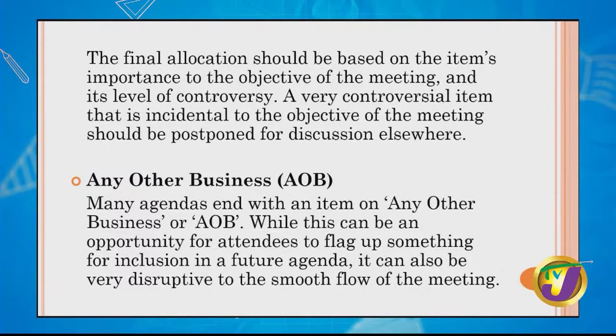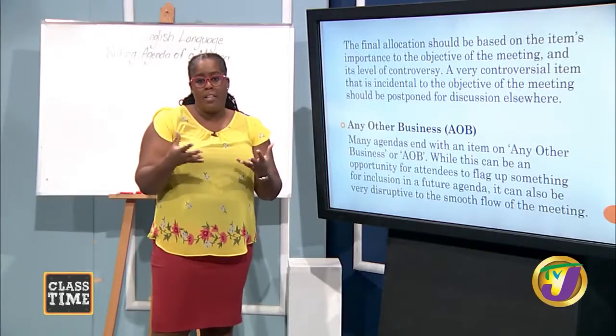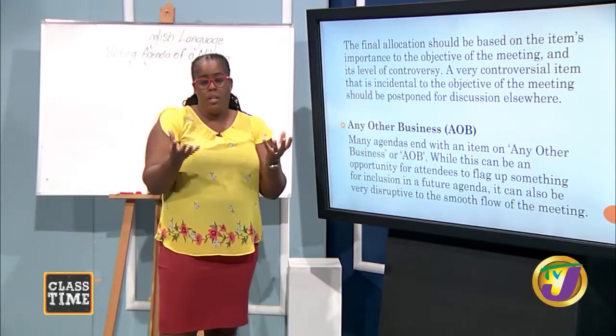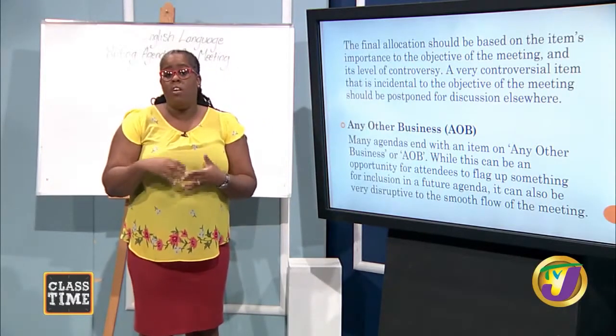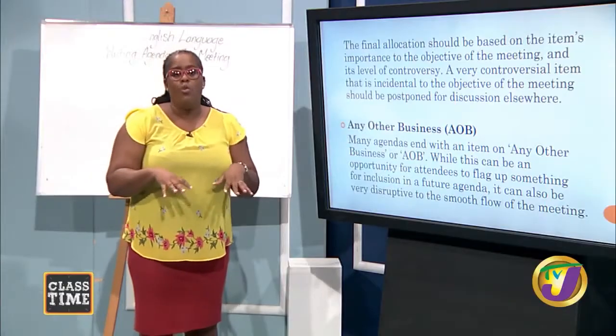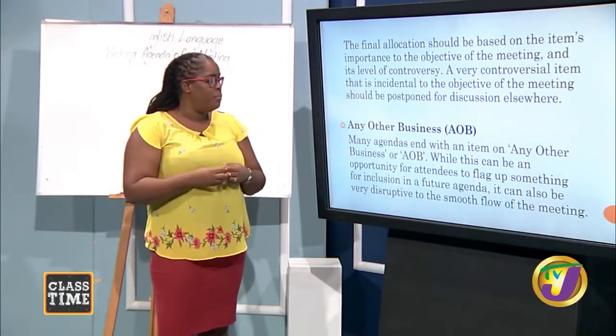Sometimes when we include controversial items, it might disrupt the meeting. So the chair may lose hold of the meeting, right? The chair may not be able to control the meeting when this controversial item is brought up. So if this particular item can be discussed elsewhere, do not include it on the agenda to be discussed in the meeting, right?